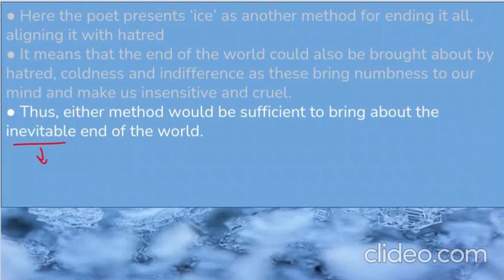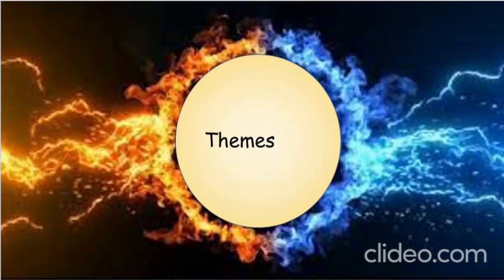Inevitable end means, man, not controlled, or it's decided that earth will end. Obviously it will. So earth will end, but it will be in either of these ways. Either it will end in fire, or it will end in ice. So this was the entire summary of the whole poem Fire and Ice. So let's discuss the themes now.